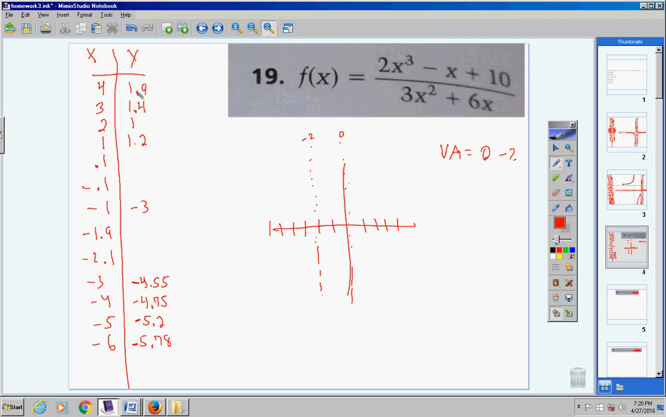Okay, now let's put in 0.1 real quick and see what happens. We'll get out 15.7. Now let's try negative 0.1. Negative 17.7. And now let's substitute negative 1.9 in. And we'll get out 3.2. And then negative 2.1.